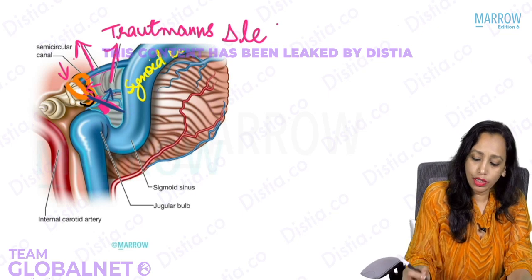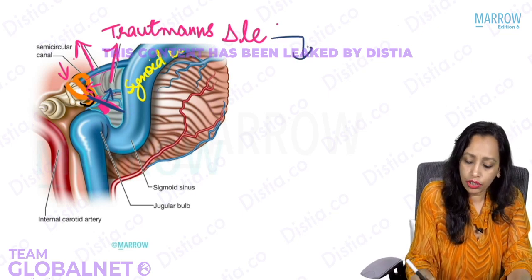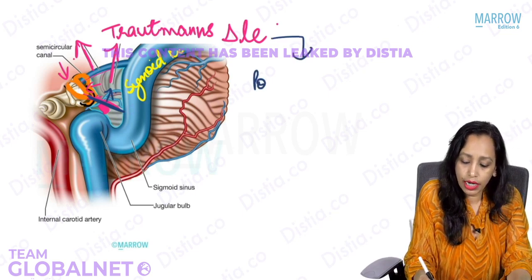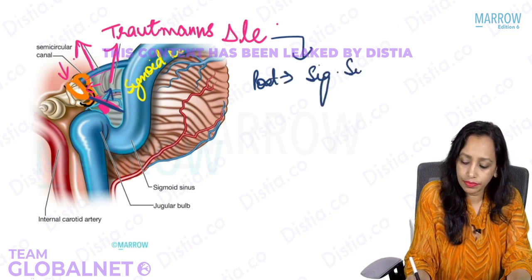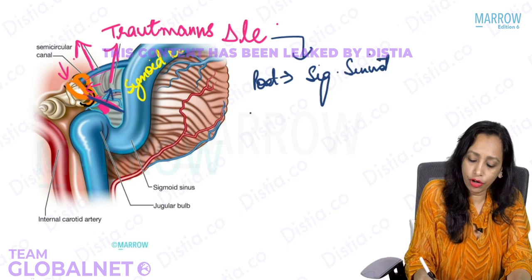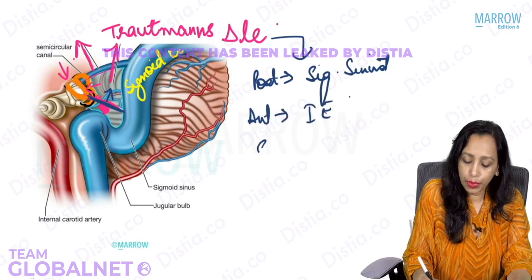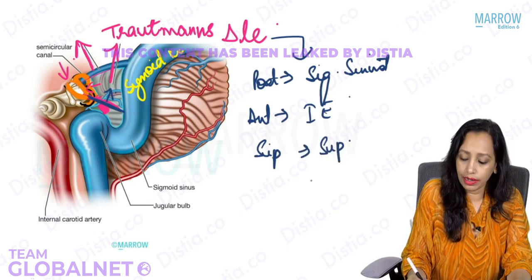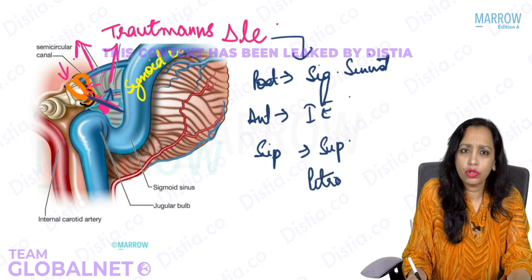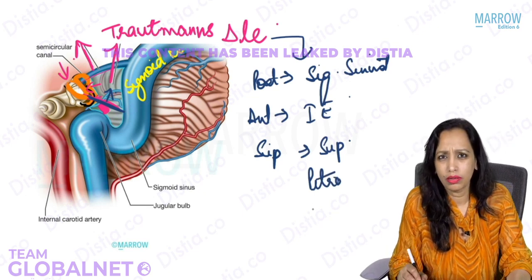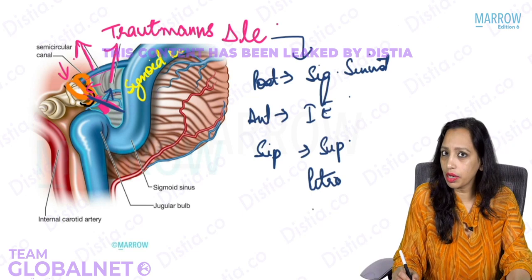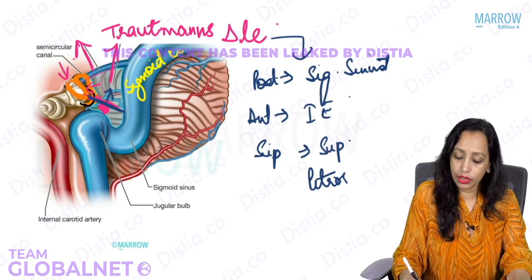So if I write down the boundaries of the Trotman's triangle, what will be posteriorly? Posteriorly will be the sigmoid sinus. Anteriorly, what will be anteriorly? Anteriorly will be the inner ear, and superiorly will be the superior petrosal sinus. Have you heard about it? It is a tributary of the sigmoid sinus. Yes, superior petrosal sinus.